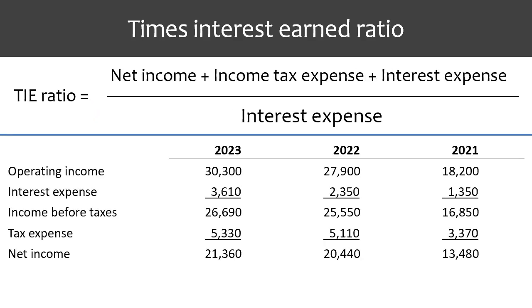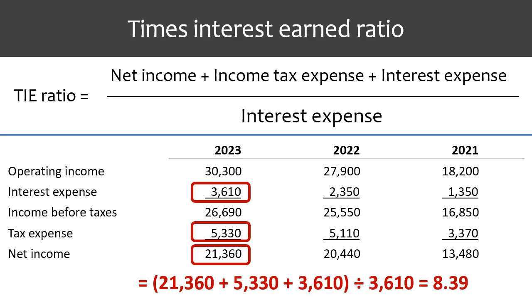Here we have 3 years of net income for a company. We are going to calculate the times interest earned ratio for each year. To calculate the times interest earned ratio for the most recent year, we would take the net income plus tax expense plus interest expense and divide the total by interest expense. Here we get 8.39 for the most recent year.